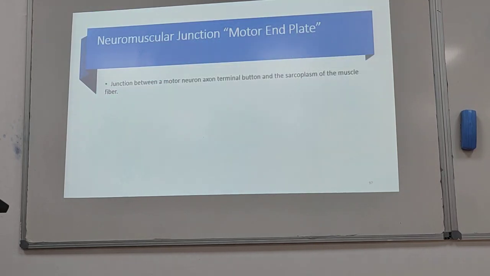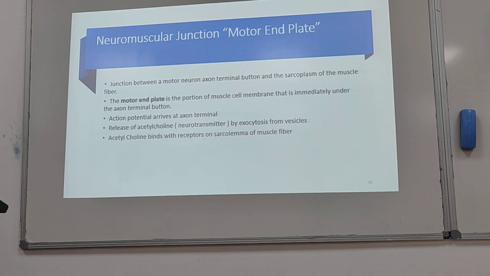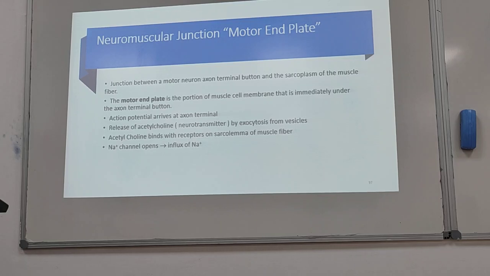So every step is written here. Action potential arrives at the axon terminal. It causes release of acetylcholine. Acetylcholine binds with the receptor of the muscle sarcolemma. It causes entry of sodium. This causes generation of the action potential in the muscle. So all the steps are now written here.